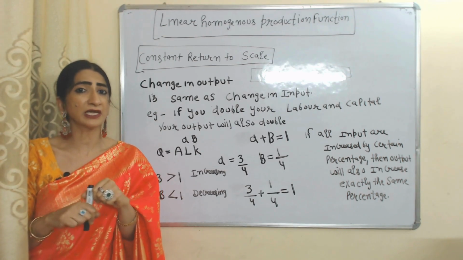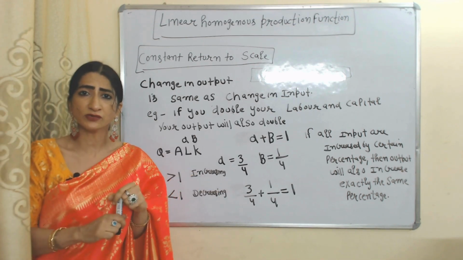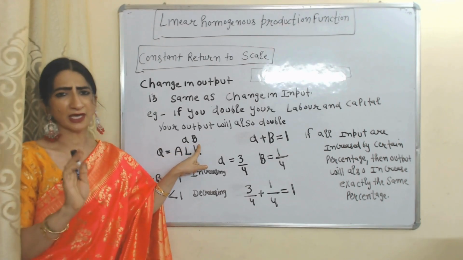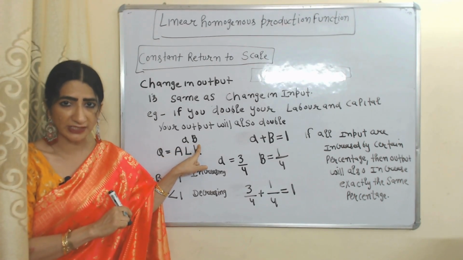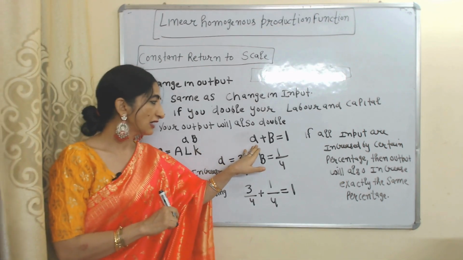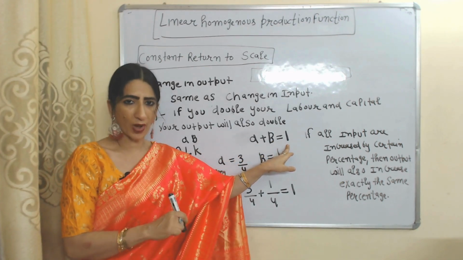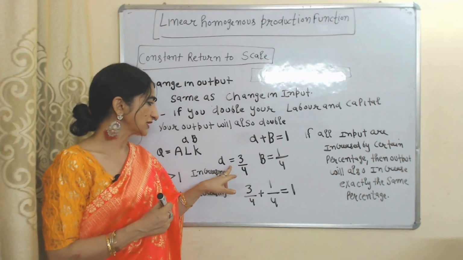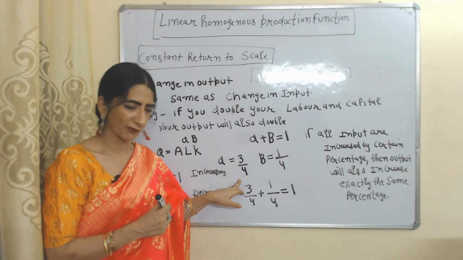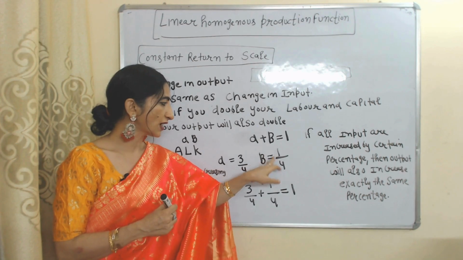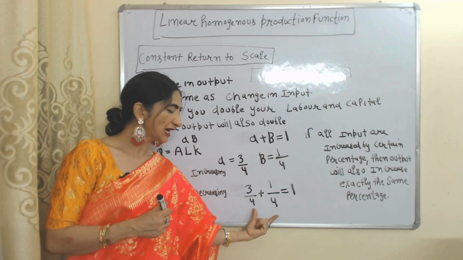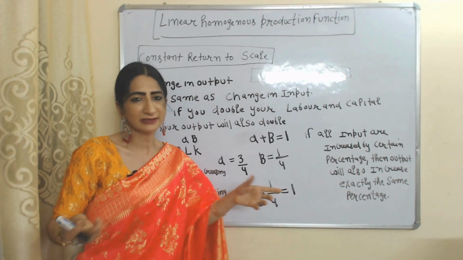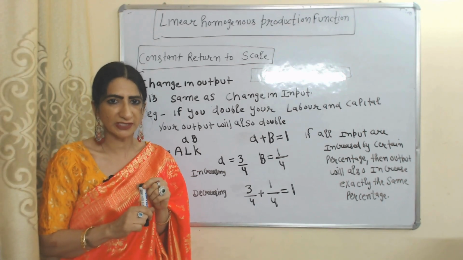But how can we know we are receiving constant return to scale? With the values of alpha and beta, we can know. If alpha plus beta is equal to 1, that means we are receiving constant return to scale. Suppose alpha is equal to 3 over 4 and beta is equal to 1 over 4. When we add these two values, it becomes equal to 1. That means we are receiving constant return to scale.